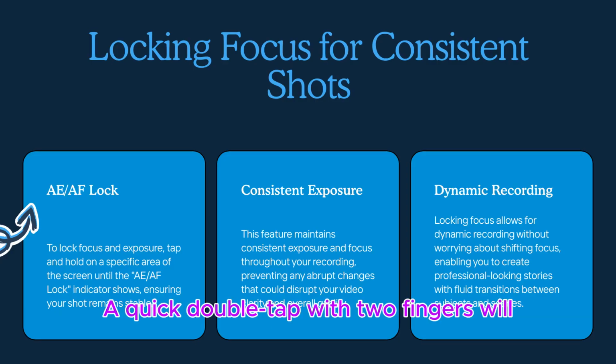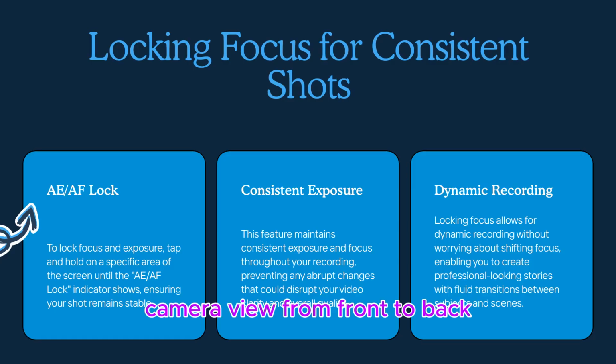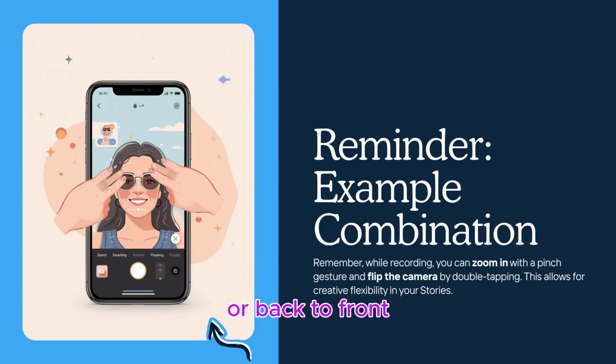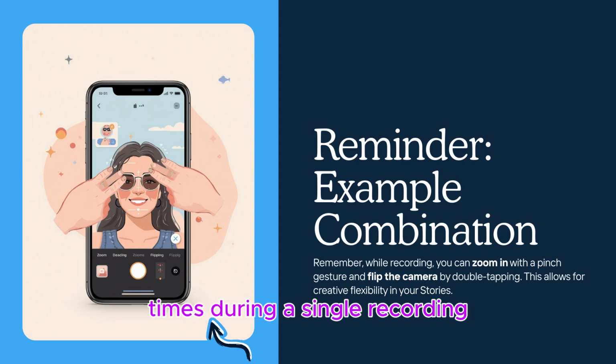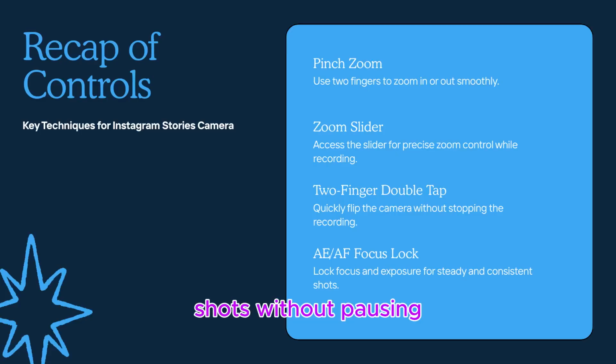A quick double tap with two fingers will instantly switch the camera view from front to back or back to front. You can do this multiple times during a single recording. This allows for dynamic shots without pausing.